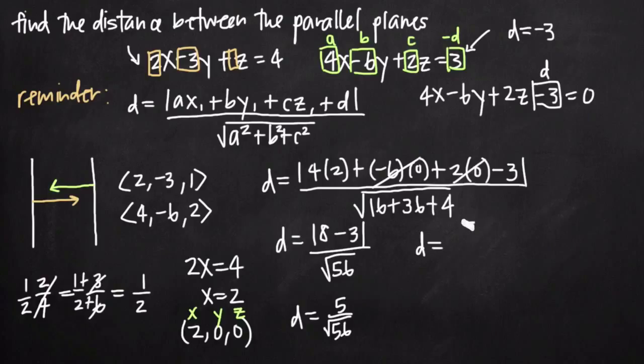We'll get d is equal to 5 divided by, remember that 56 is the same as 4 times 14. We can pull out a 4 because we know that the square root of 4 is 2. I know we can pull out a positive or a -2, but because we're dealing here with real distances, we want to take the positive value, or just positive 2. So we'll get 5 divided by 2 times root 14 as our final answer for distance, and that's how you find the distance between two parallel planes.